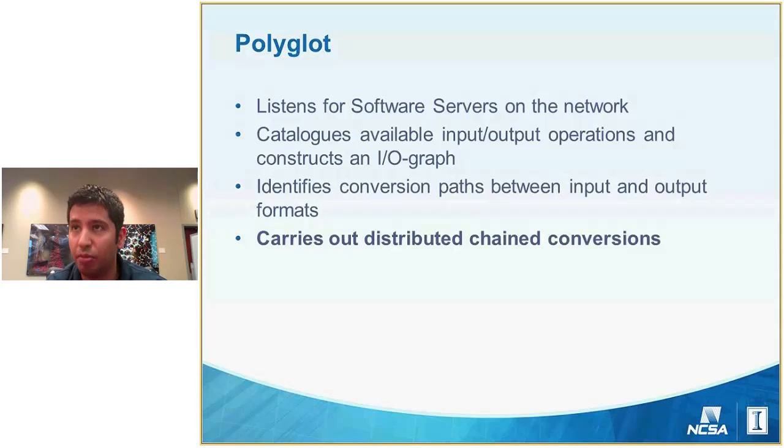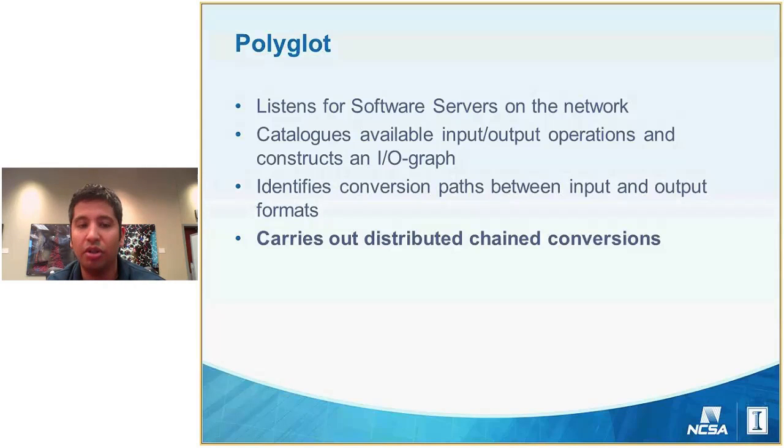And so the idea here is, again, like a cloud-based service, it's elastic. So as you have more load, you can bring up more software servers, and if you have lower load, you can turn them off and take them offline. So what Polyglot does, like the CSR, is search that input-output graph for conversion paths given a file with a particular input format and a desired output format. So it's responsible for carrying out, in this distributed manner, these chained conversions.